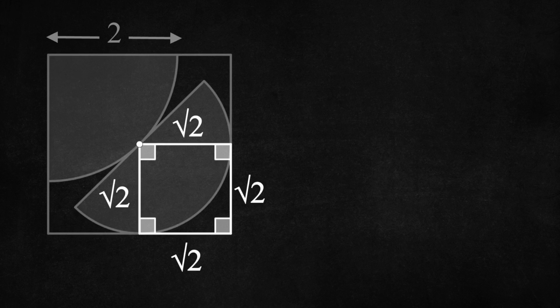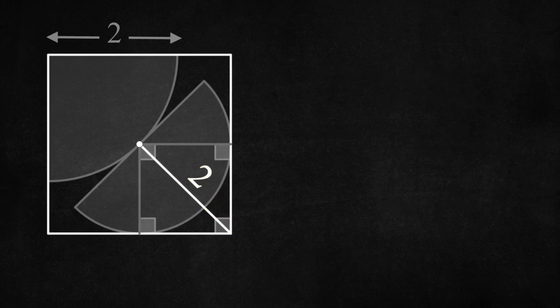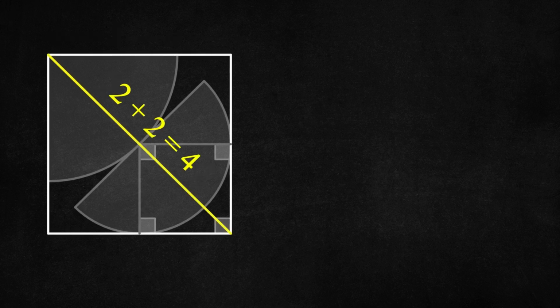From the tangency point, draw the diagonal of the small square. Recall that the length of the diagonal of any square is equal to its side lengths multiplied by square root of 2. So the diagonal is square root of 2 times square root of 2, which simplifies to 2. The radius of the quarter circle is 2 units. Therefore, the diagonal of the entire square is 2 plus 2, or 4 units long.